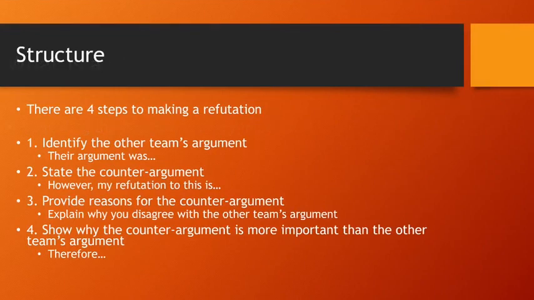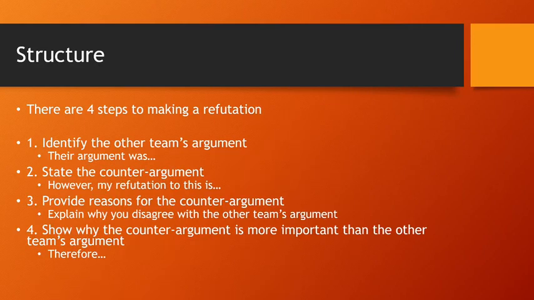As we learned from the argument building debate skill video from before, there is a structure when making an argument. The same can be said with making a refutation and making a rebuttal. A refutation has four key steps. You must first identify the other team's argument. Then, state the counter-argument. Third, provide reasons for that counter-argument. And finally, show why the counter-argument is more important than the other team's argument. Your counter-argument is your refutation. You're proving how the other team's argument is wrong or incorrect.